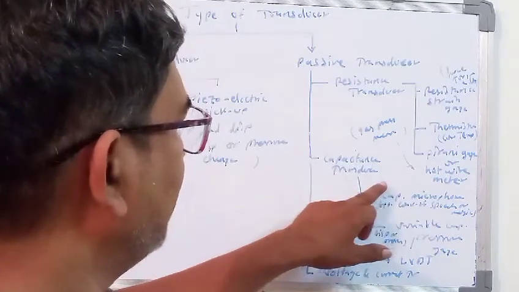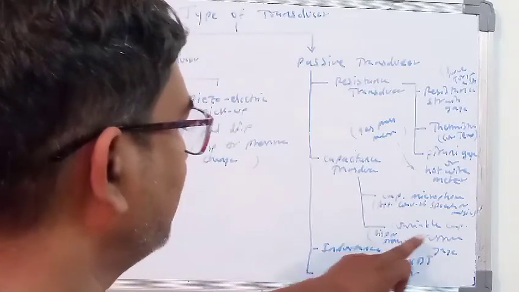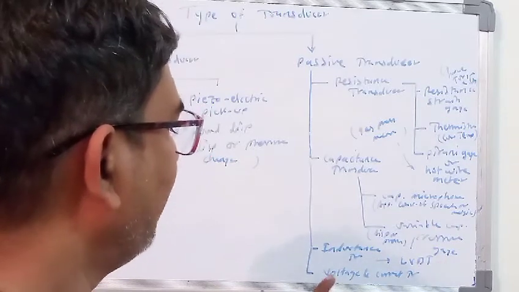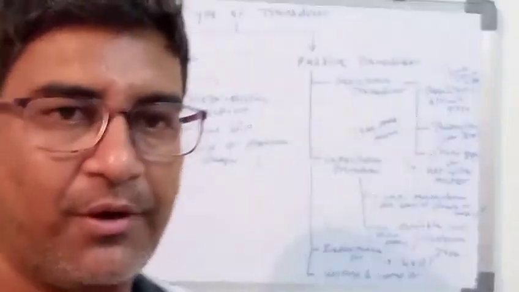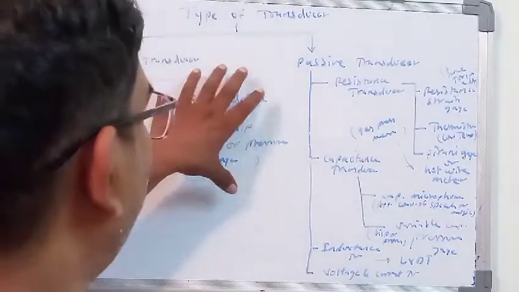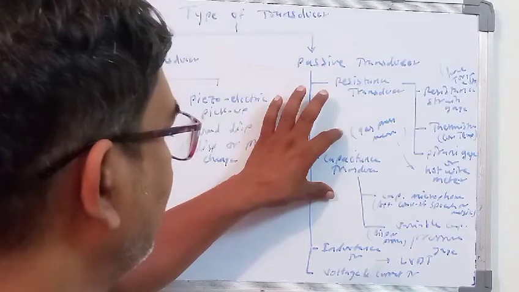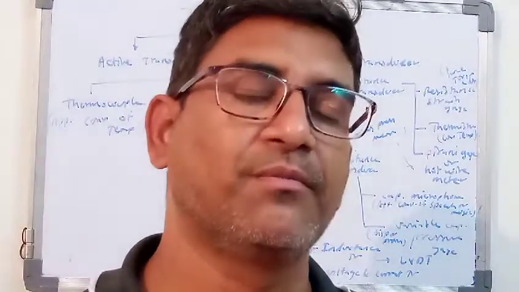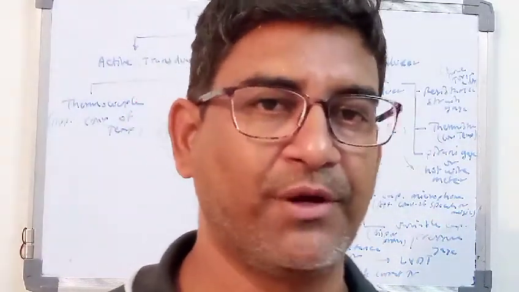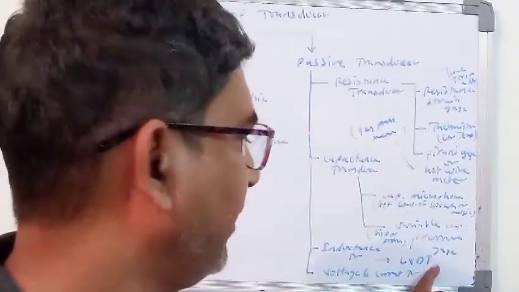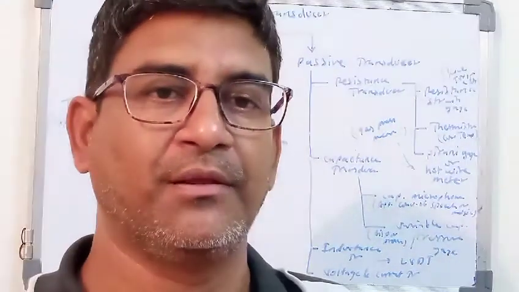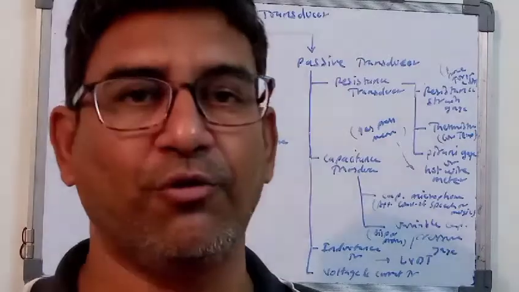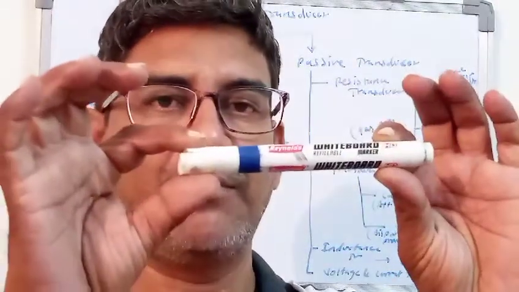The capacitor transducer is classified into the capacitor microphone and the variable capacitor strain gauge. The inductor transducer is classified into the LVDT and the voltage and current transducer. I told you about the thermocouple, piezoelectric, resistance strain gauge, and capacitor strain gauge. Now the inductor transducer is nothing but the linear variable differential transformer, LVDT. In the LVDT, the voltage in the secondary winding of a transformer is changed by the position of the magnetic core in between. Suppose this is one type of the LVDT.